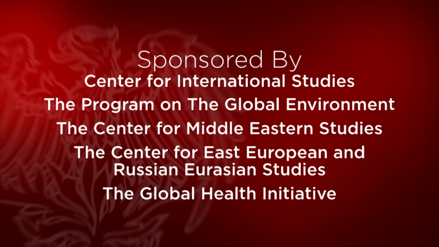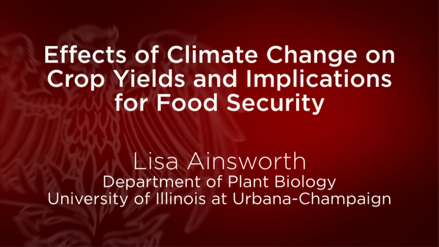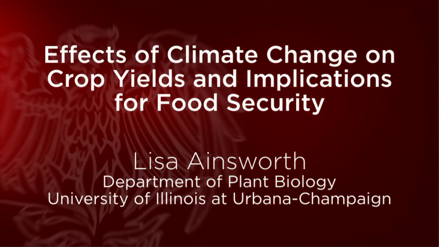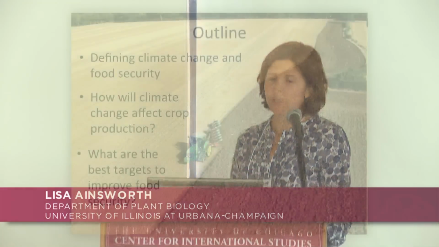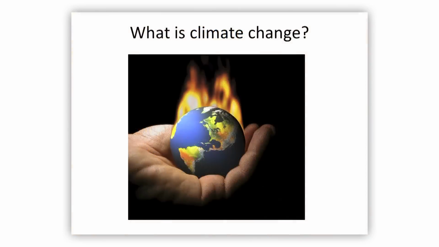So I'd briefly like to cover 3 topics today. The first is really to just define climate change for you, as well as food security, which has already been done, thanks. And then I'm just going to ask a couple questions. First, how will climate change affect crop production? And then what are the best targets to improve food security in the future? So what is climate change?